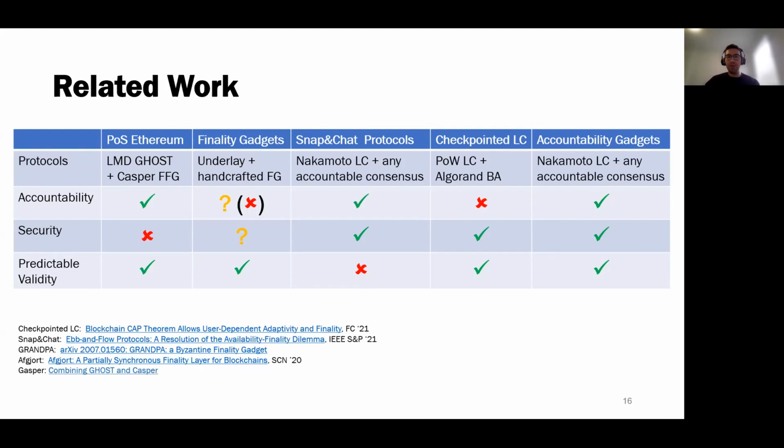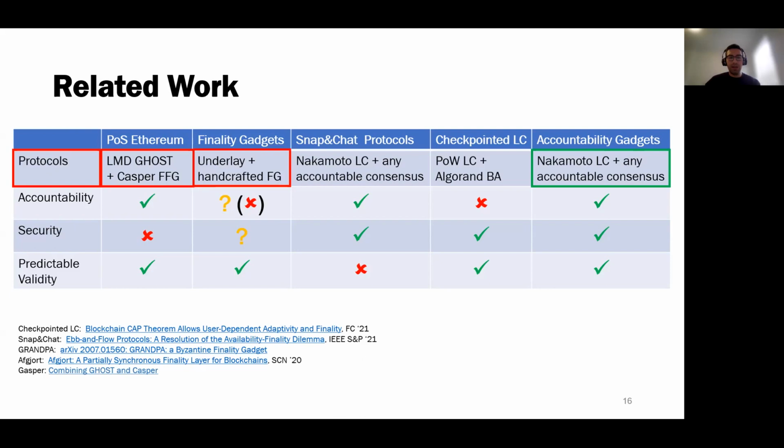Finally, I would like to conclude by comparing our accountability gadgets with some related work. One major axis of comparison is the versatility of the protocols that were used to construct the finality and accountability gadgets. We have seen that accountability gadgets can be instantiated with any accountably-safe consensus protocol, and they can be deployed on any Nakamoto-style longest chain protocol, including proof-of-stake longest chain protocols. On the other hand, the finality gadget for proof-of-stake Ethereum is necessarily tied to Gasper FFG.